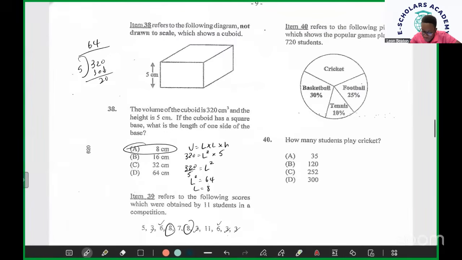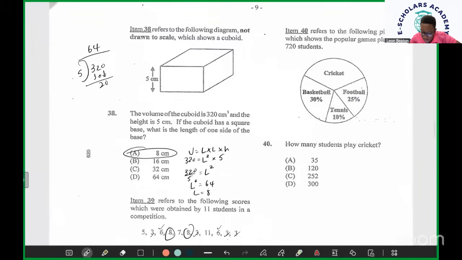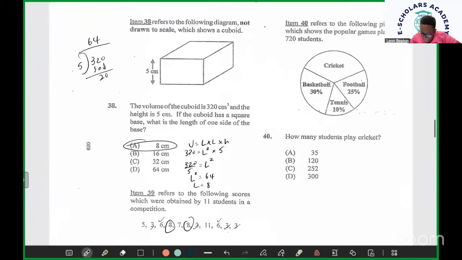Item 4 refers to the following pie chart, which shows popular games played by 720 students. How many students played cricket? So we see everything is given as a percentage. To find the number of people that play cricket, let's find the percentage for cricket. So we see 30 plus 25 plus 10, this will give us 65. So 65% of people play everything except cricket.